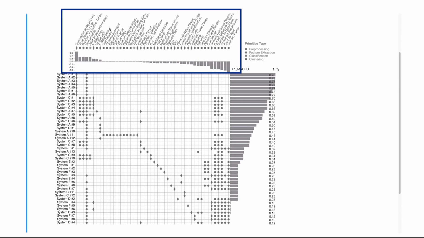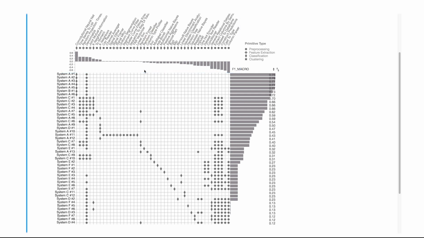The primitive contribution view shows the correlation between primitives and scores. Convolutional neural network is the primitive that mostly correlates with high scores. Therefore, we are interested in investigating its hyperparameters. We can hover the mouse over the pipeline matrix in order to see the hyperparameter values as a tooltip. However, this does not give us a complete view of the hyperparameter space of the primitive.